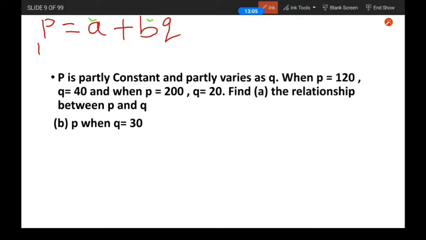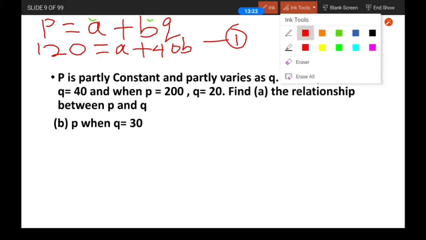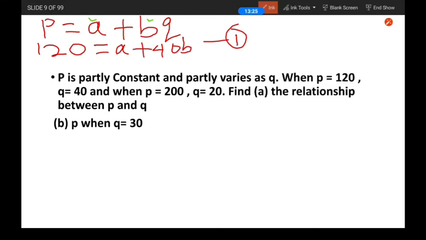When P is 120, look at that, 120 equals A plus Q is 40, that becomes 40B. This is equation 1. Is that okay? Now look at the equation 2 you are going to get now. When P is 200, look at that, 200 equals A plus Q is what? 20. So we have 20B, equation 2. Very good.